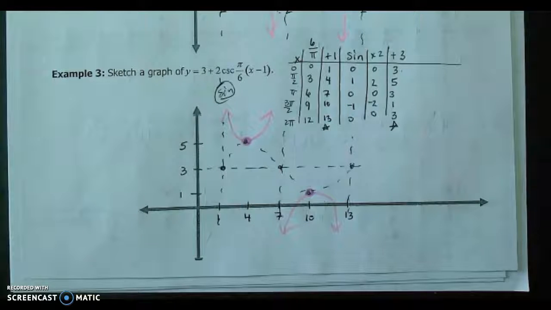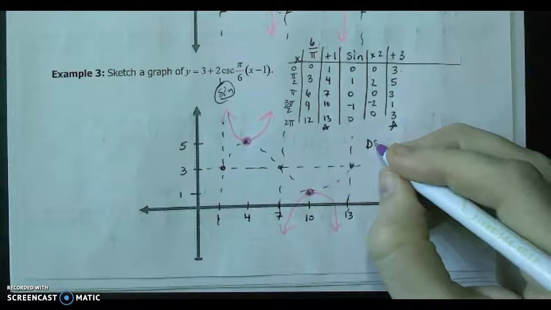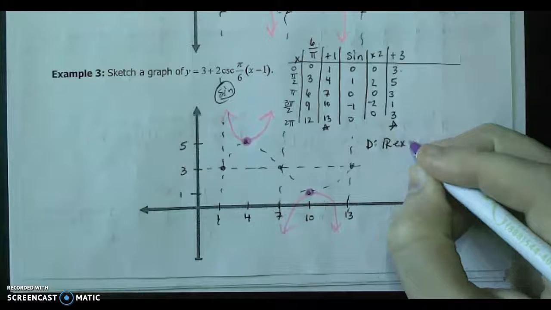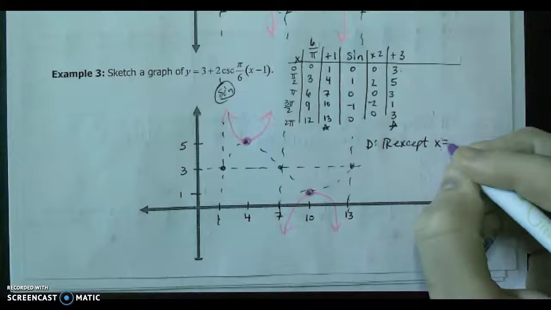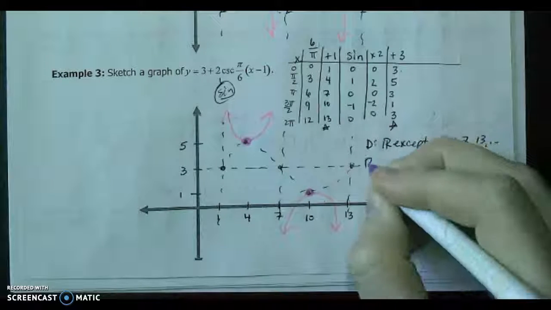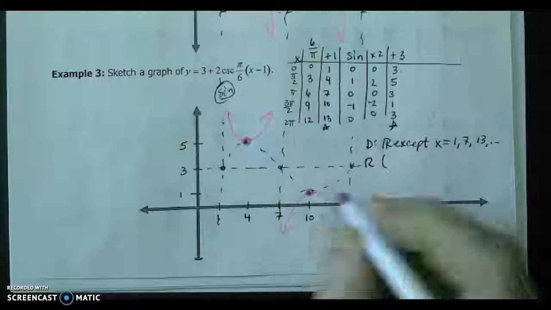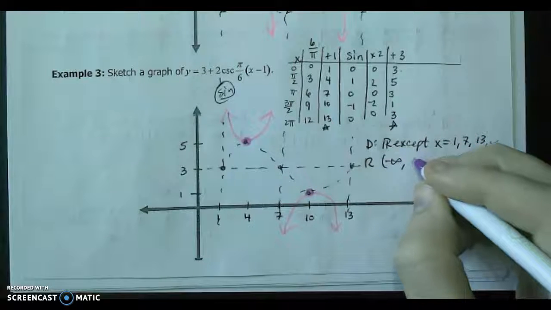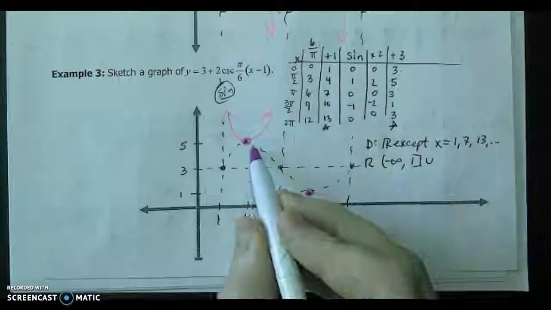So that is your cosecant graph, which has a domain of all real numbers except when x is 1, 7, and 13, and has a range of negative infinity to 1 and 5 to infinity.